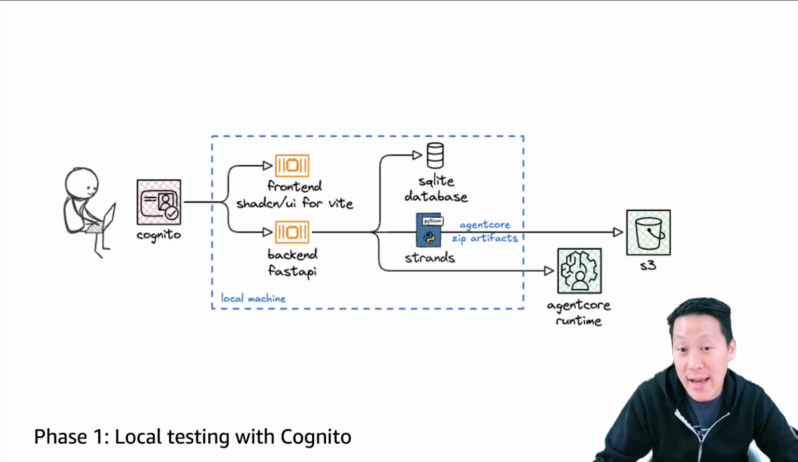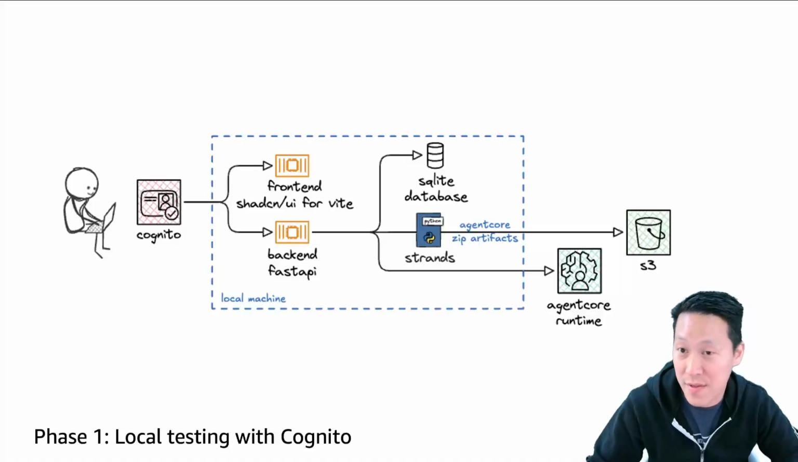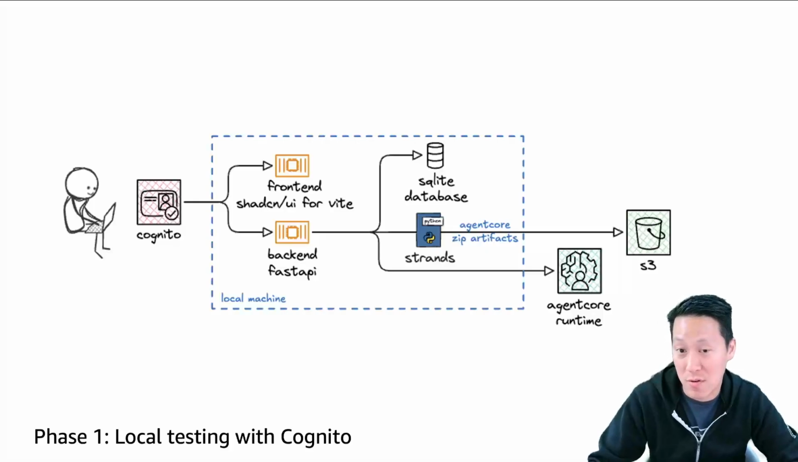Here in phase one, I can test the whole Loom stack locally. So that front end and back end are running on my local machine, and all the data is stored in a SQLite database. The artifact, that zip artifact, will get deployed into S3. So this is your first interface into AWS. And then, of course, that artifact is deployed into Agent Core runtime. Throughout this whole process, Cognito is going to be used as the identity provider for vending tokens.